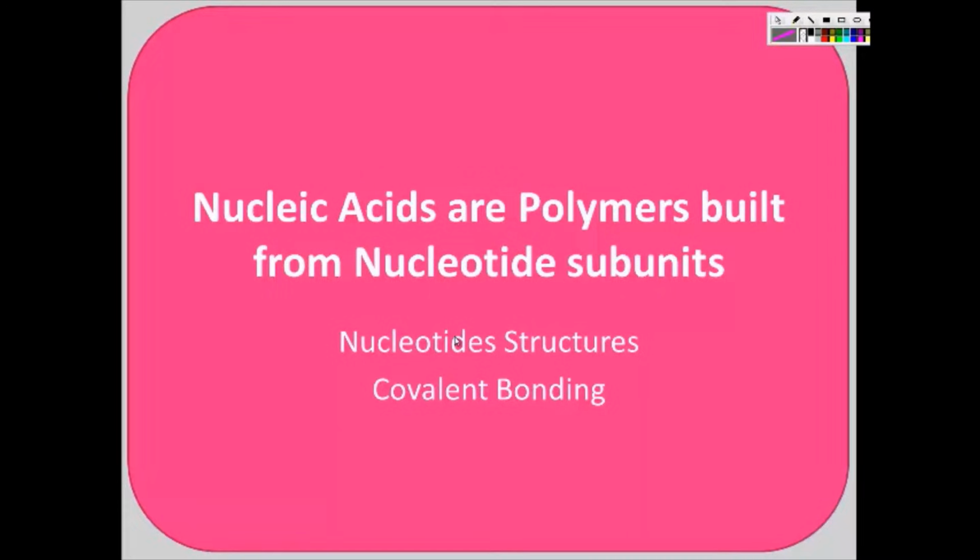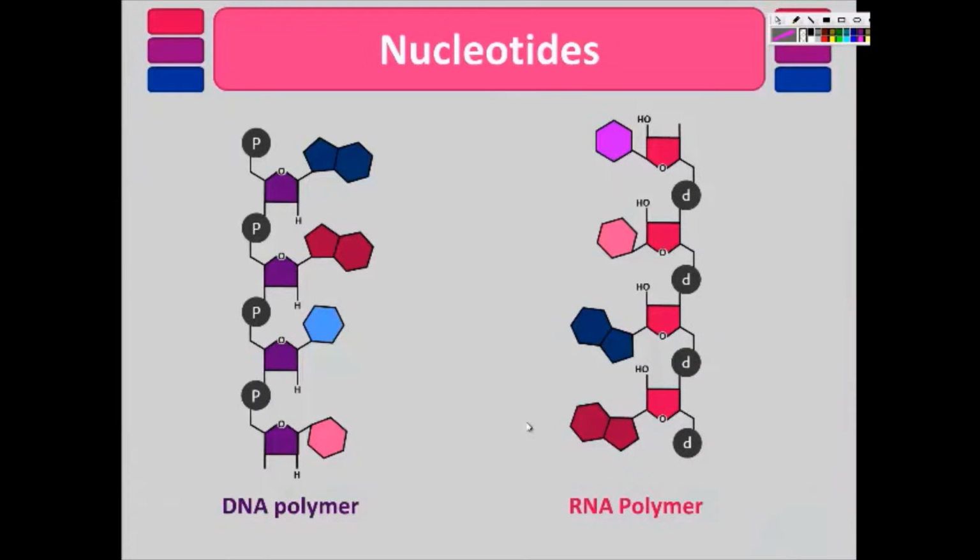Nucleic acids, like DNA and RNA, are built from smaller subunits called nucleotides. A basic understanding of nucleotide structure and how they bond to form RNA and DNA will be useful in your continued study of biology. There are two types of nucleic acids. DNA is made from the pentose sugar deoxyribose, and RNA is made from the pentose sugar ribose.